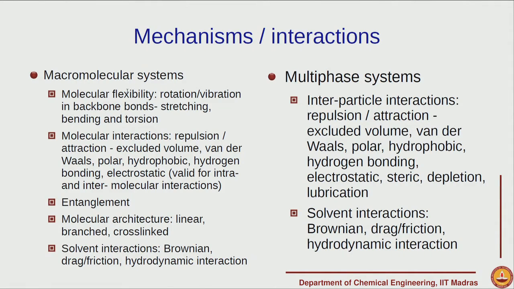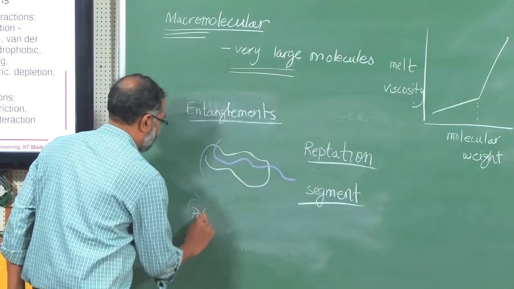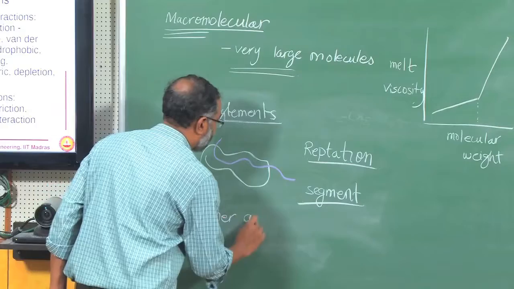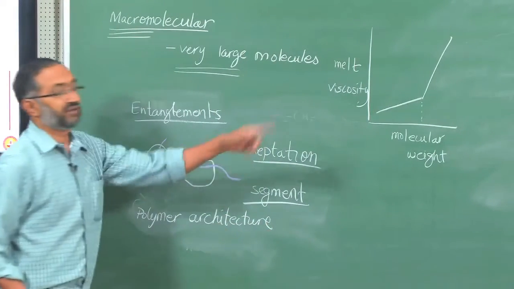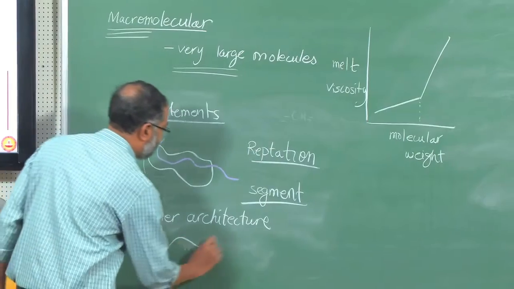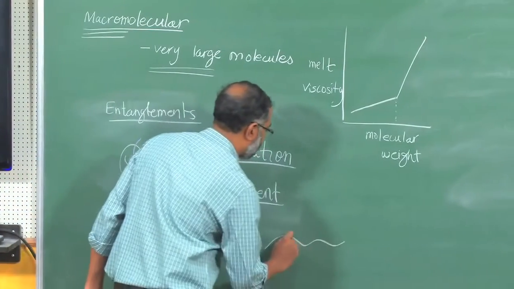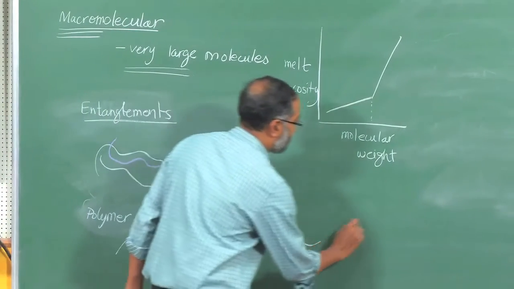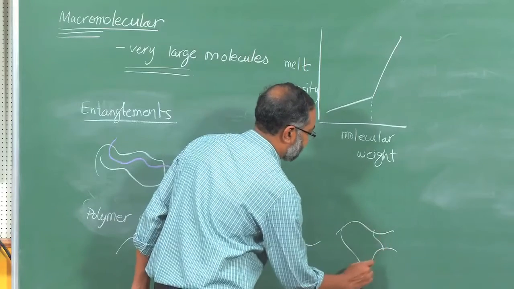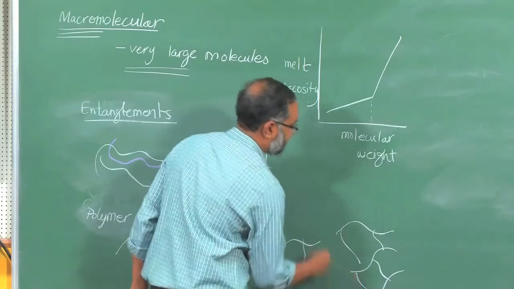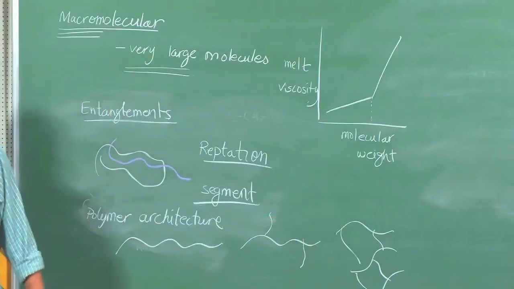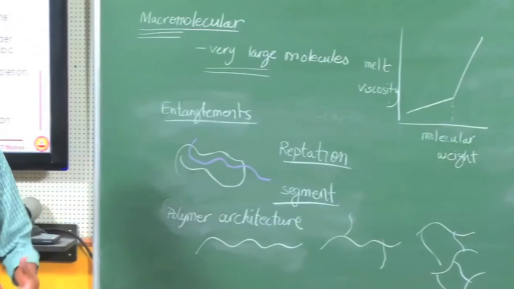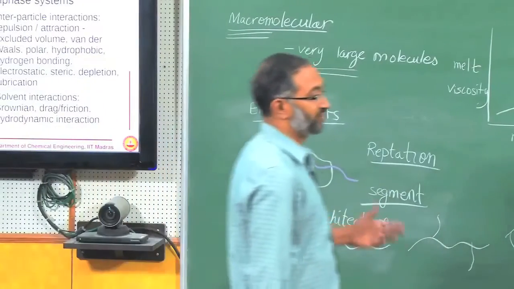And then it is important to describe the polymer architecture, because that will determine what kind of entanglement will happen, what kind of interactions are possible, whether it is linear, whether branched, or whether there is a cross linked network. So, whether you have a linear system, a branched system, or a cross linked system, all of these are also important in terms of determining the overall response.